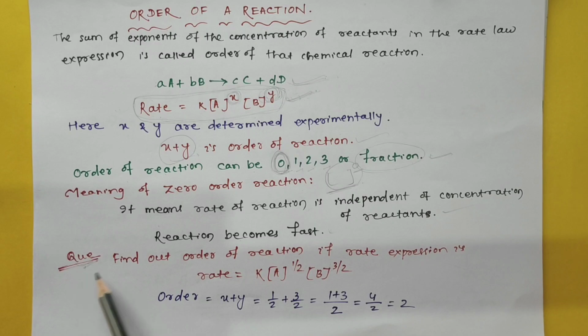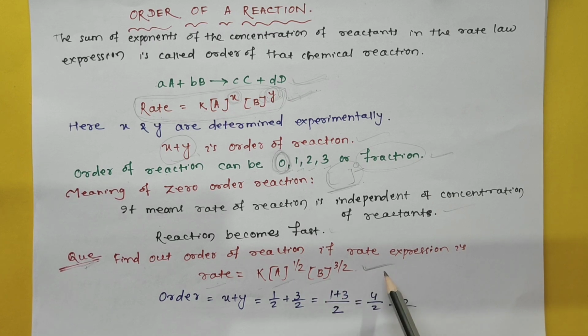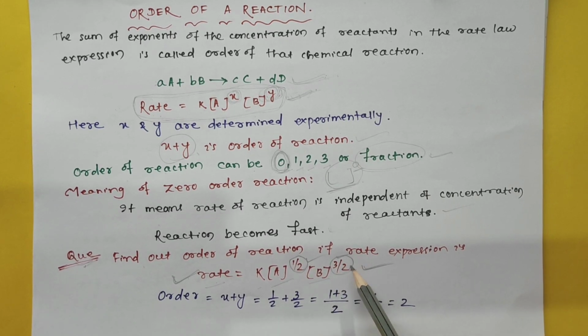Okay. So there is some question. Let's discuss. Find out the order of the reaction if rate expression is: rate is equal to K into concentration of A to the power half into concentration of B to the power 3 by 2. How will we find out the order of the reaction? Simply it is the rate expression. So if it is the rate expression, then what we will do? We have to take the exponents of the reactants here. We have to add these exponents. Definitely it will give you the order of the chemical reaction.